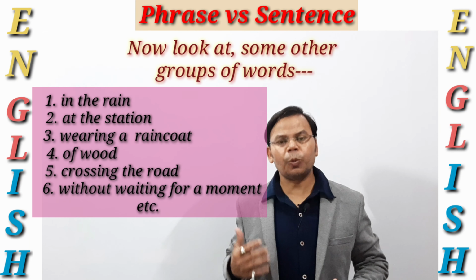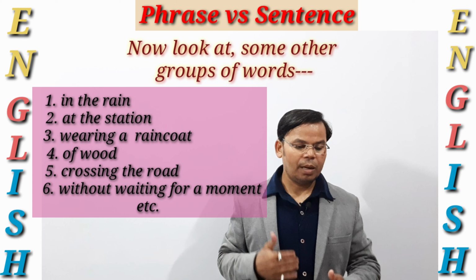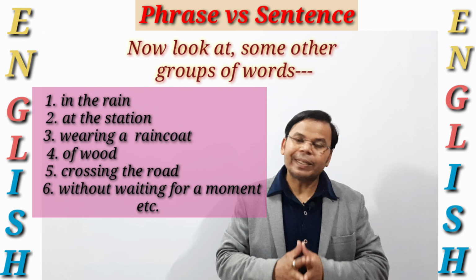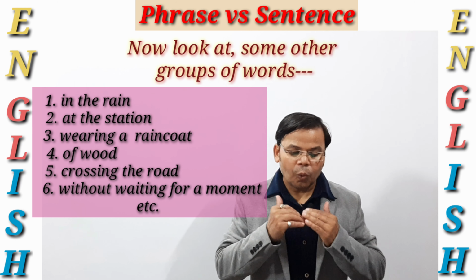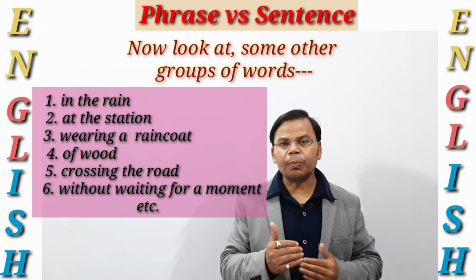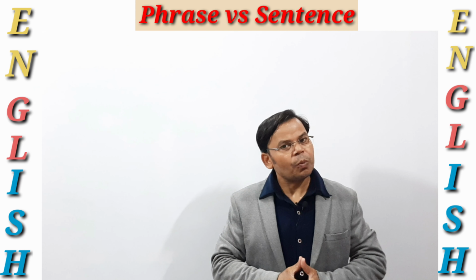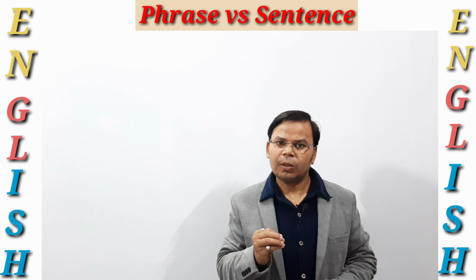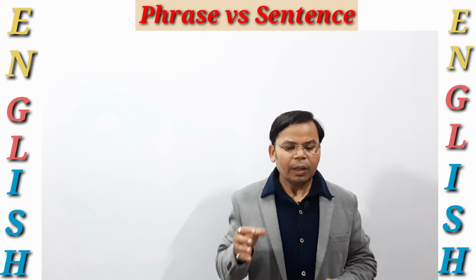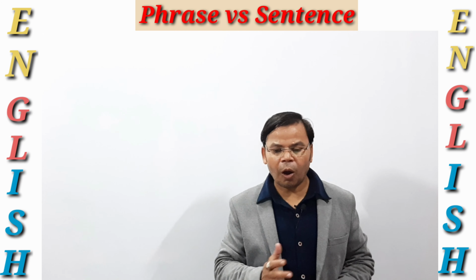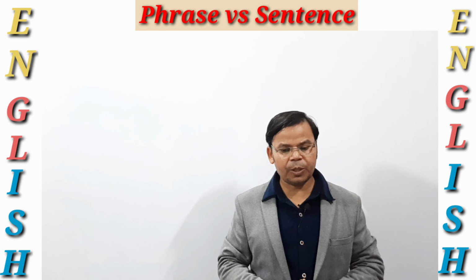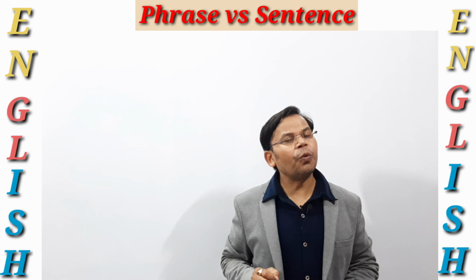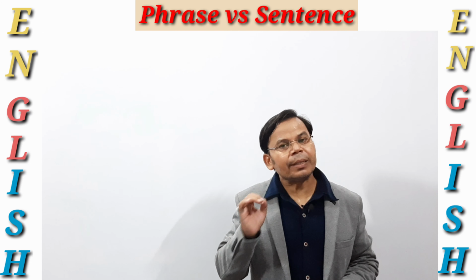Now look at some other groups of words. In the rain, at the station, wearing a raincoat, crossing the road, without waiting for a moment. These are some groups of words. These groups of words make partial sense but not complete sense. They do not begin with capital letters, nor do they end with full stops, question marks or exclamation marks. So these groups of words cannot be called sentences.